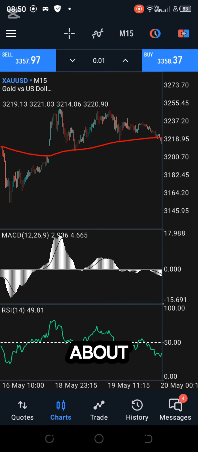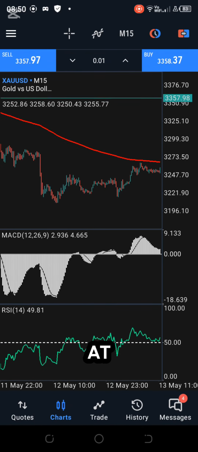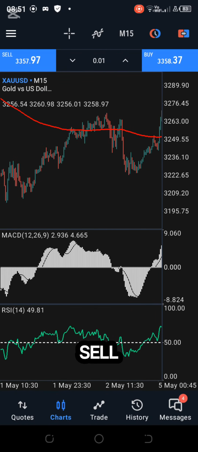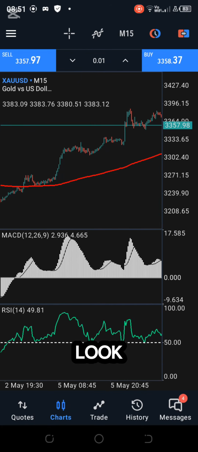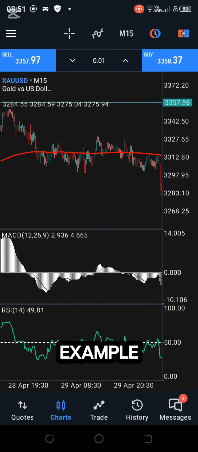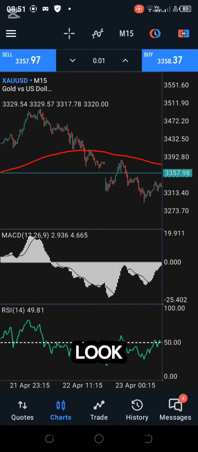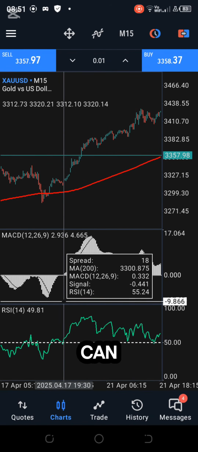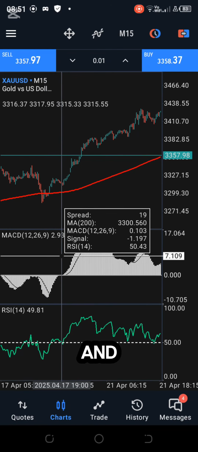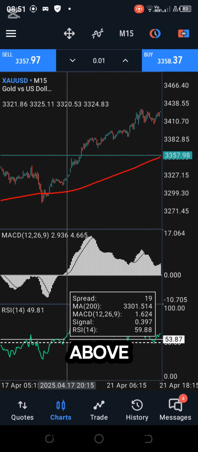Okay, so we've talked about the buy. Let's quickly look at how we can sell. But first, let's look at another example for a buy. At this particular level, you can see price is trading above the 200, and on the RSI, price is also above the 50.